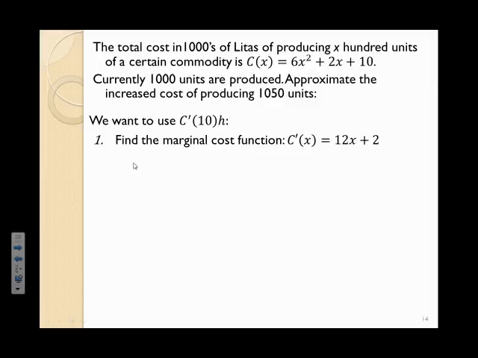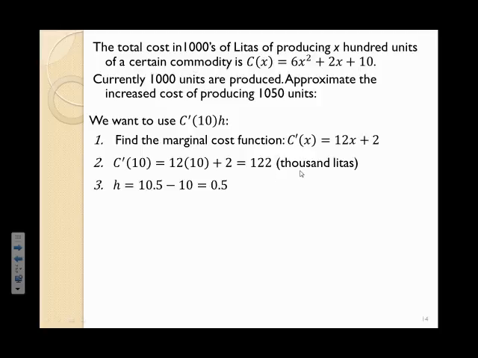The first step, of course, we need to find the marginal cost function. So we look at this and say, well, that's going to be 12x plus 2. And then we do a C prime at 10, and we get 122. Now remember, the total cost and the marginal cost will be in thousands of liters. So it's 122,000 liters.